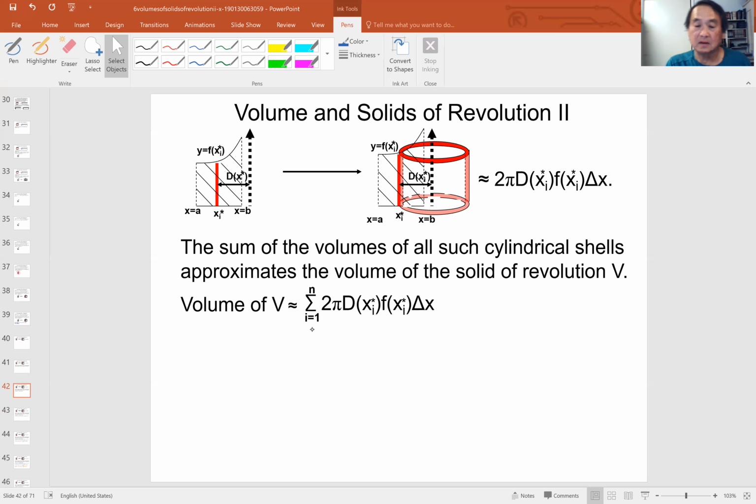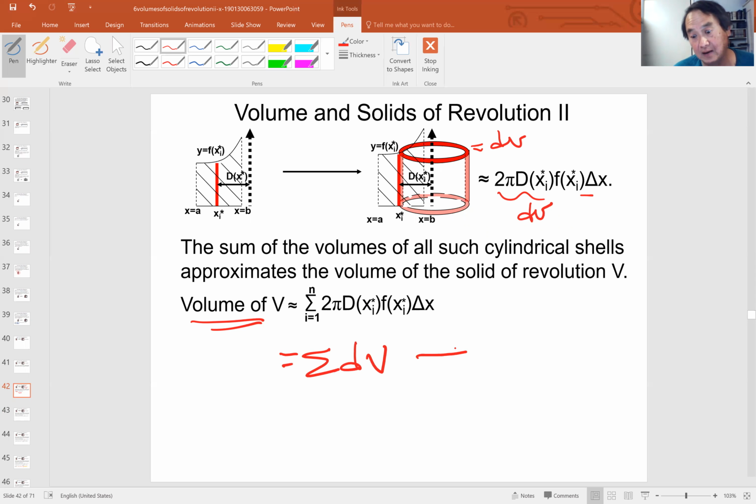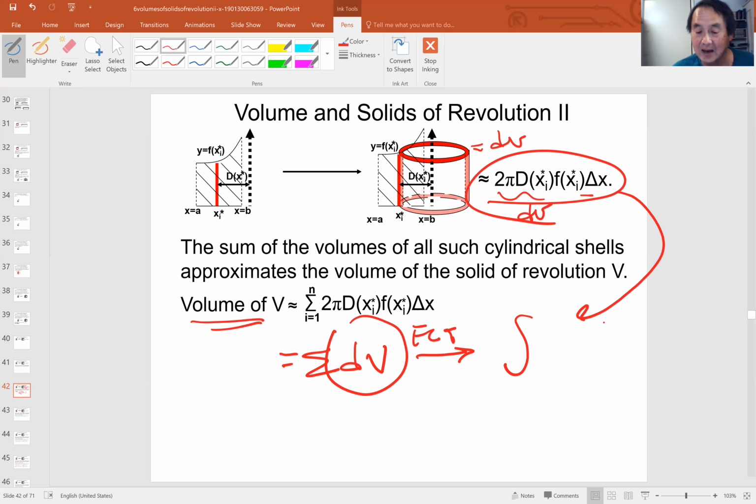And so then this is dV, if you like. This is what we call dV. Now, of course, the volume is going to be the sum of this dV. Then, by the fundamental theorem of calculus, that sum turns into an integral. Adding these little volumes turns into just this distance x, f(x), dx.